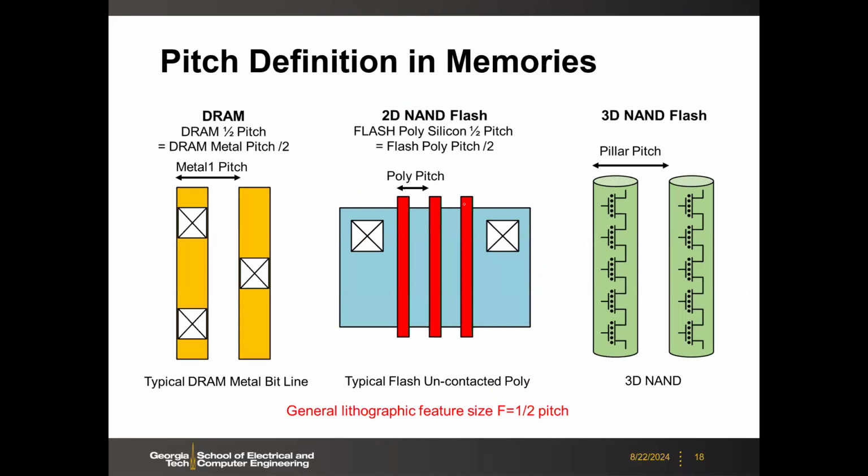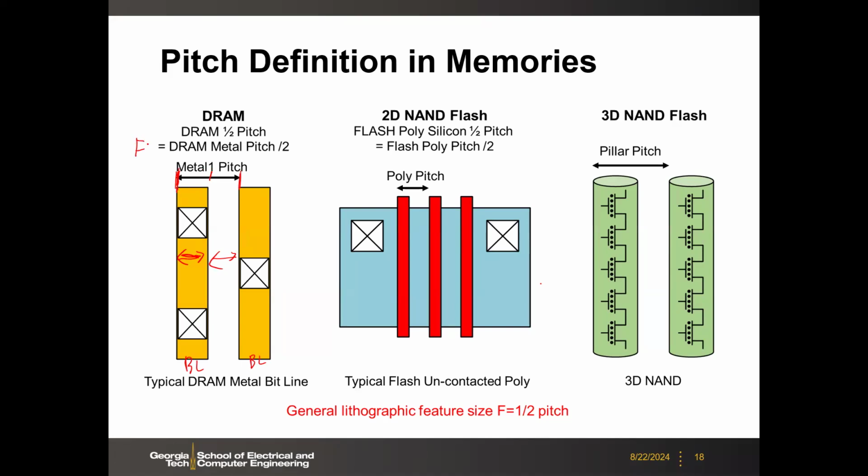Okay, so then let's move on to the memory. So memory people are more honest, I would say, okay? So for the memory's pitch, you can really talk about the F, because the DRAM F is defined really as half of the metal 1 pitch, okay? Metal 1, let's say for the bit line to bit line routing, then you have the metal wire and then the spacing. So half of that is defined as the F, okay?